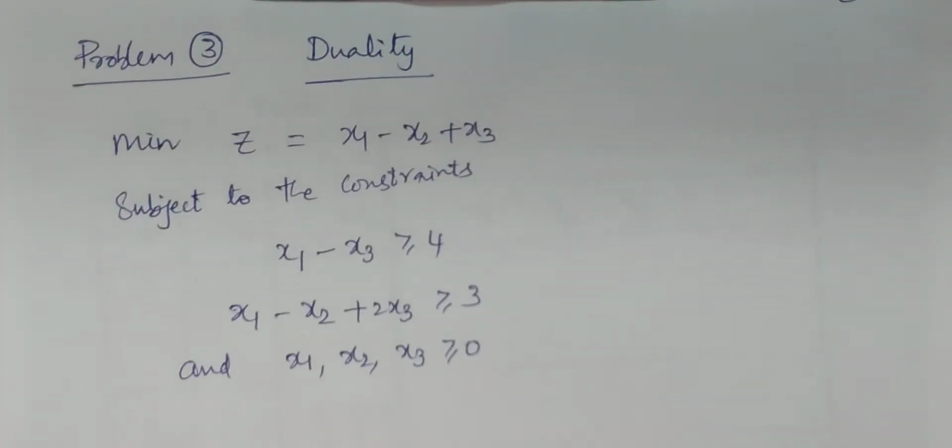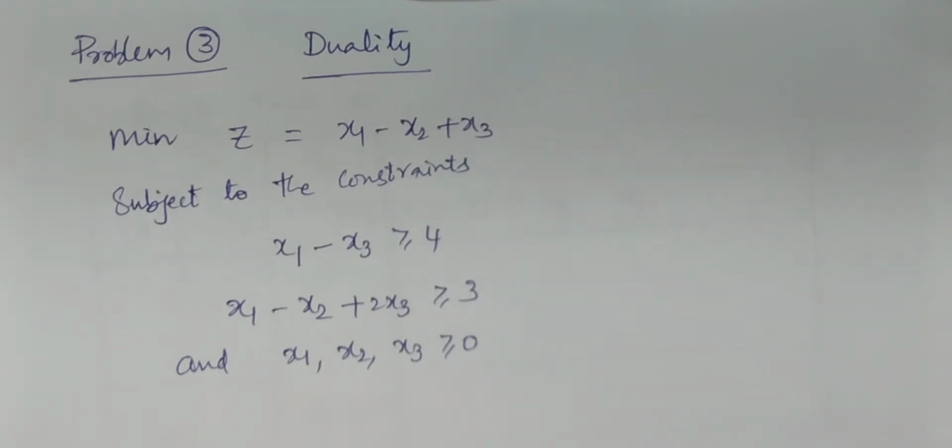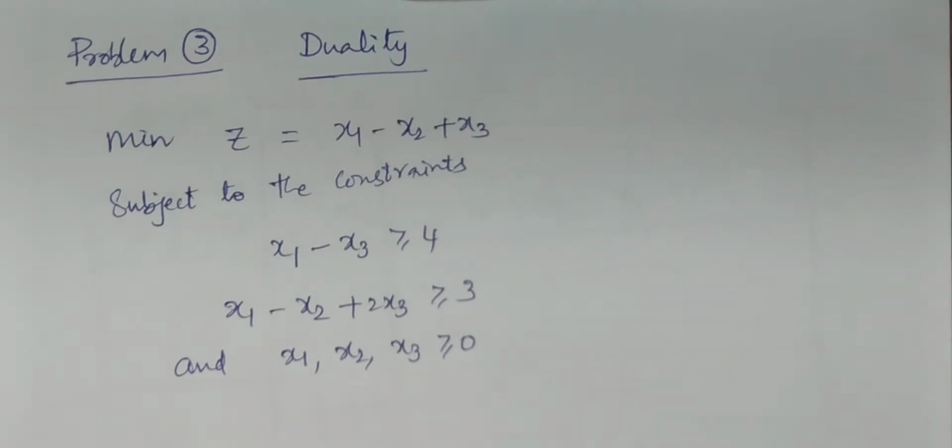We discuss one more problem on duality. It's problem number 3, so it is one more case. Let us observe the case. This is the problem here: minimization of Z and constraints. There are 2 constraints given here. Now, using duality, you have to solve this LPP.